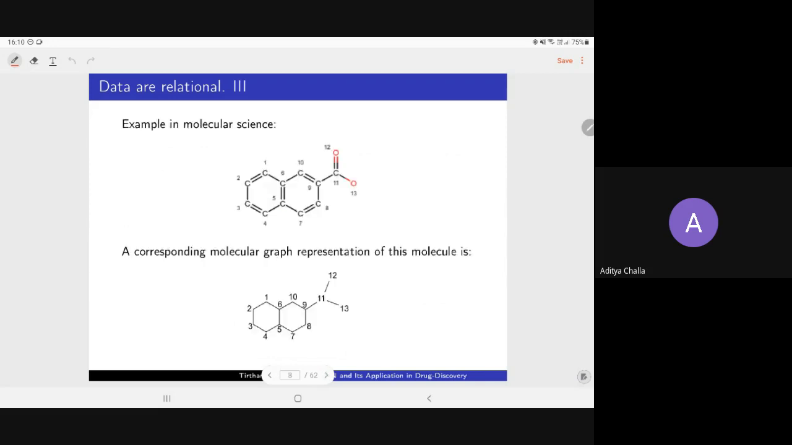So in molecular science, this is a molecule. I don't know the name, how do you call that, but the corresponding molecular graph representation would be this, where each node would correspond to an atom, and each edge will correspond to a bond.